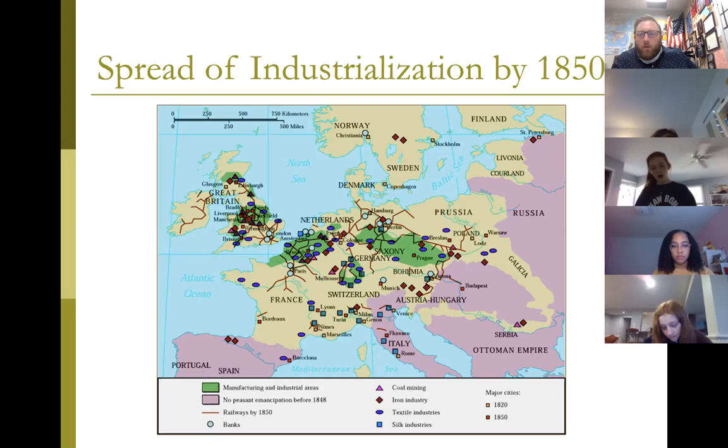So this map, hopefully it helps explain a little bit about where industry spread. Now, what's missing on this map? The United States is starting in the north to industrialize by 1850 as well. And that's obviously going to lead to the Civil War, as the economy between the North and the South are drastically different due to the fact that the Southern United States held on to slavery and the North became more industrial. I think you guys probably talk about that in middle school a little bit, and you'll talk a lot more about it next year.